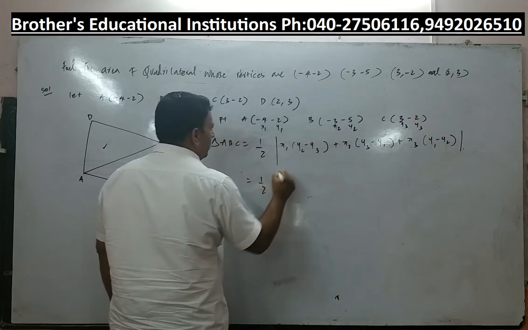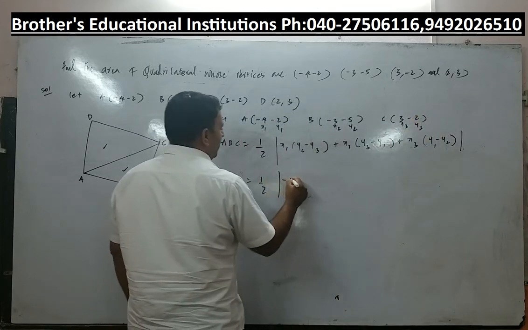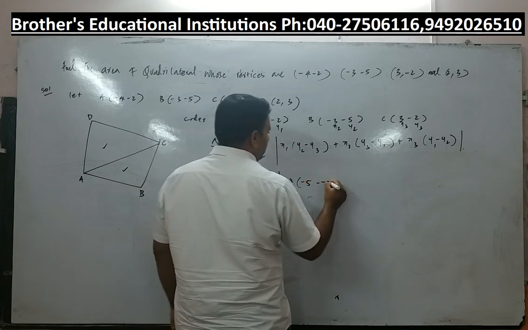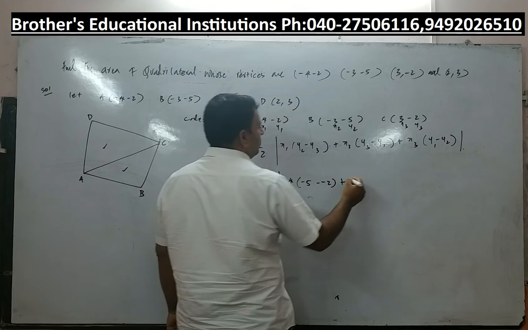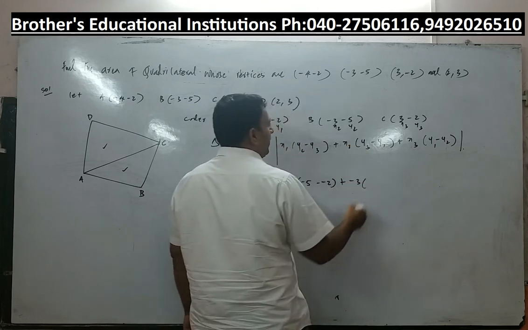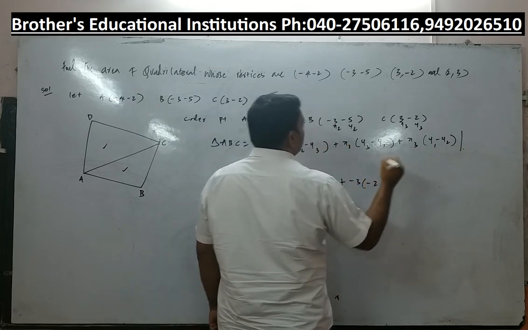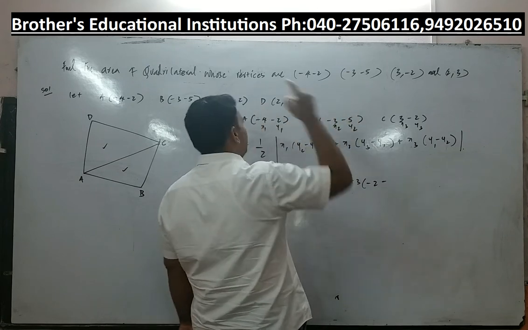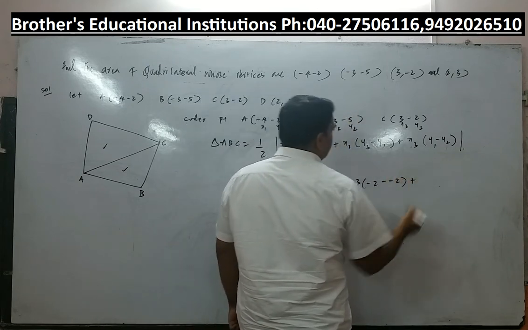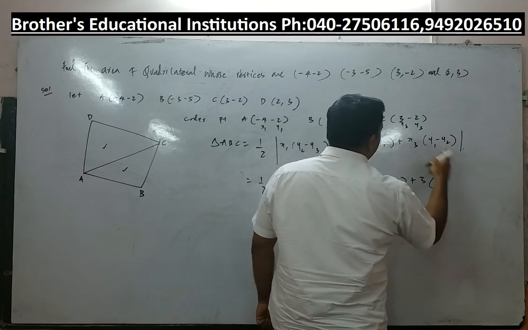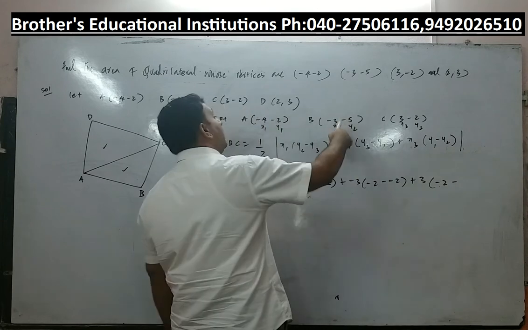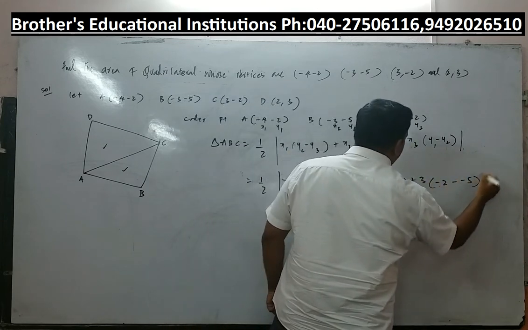So it is 1/2 into modulus. What is x1? -4 into y2. What is this? -5. Minus y3 is what? -2. Plus what is x2? -3 into what is y3? -2 minus y1. What is y1? -2. Plus x3, 3 into y1. What is y1 here? -2 minus y2. What is y2? -5. All are having a negative sign, be careful.